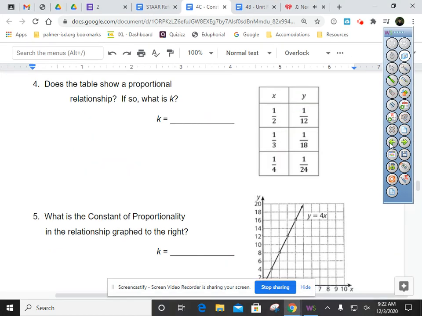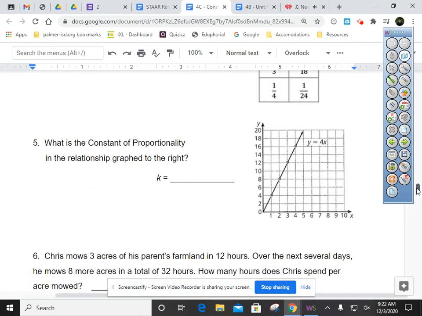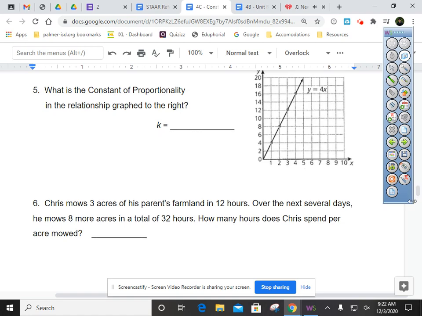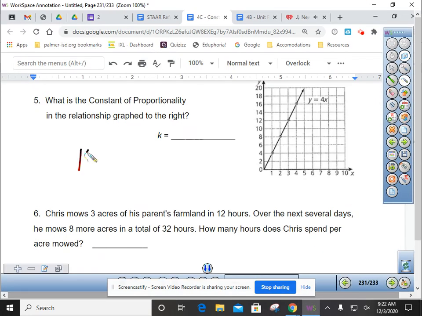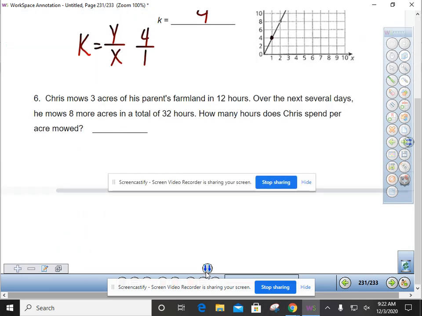Yes, ma'am. Number 5. What is the constant of proportionality in the relationship graph to the right? What's the formula? K equals Y divided by X. And what's Y? Where does it cross? I think right here. What is it? 4 over 1, which equals 4. Good. It's not hard. We good? Now look at number 6.